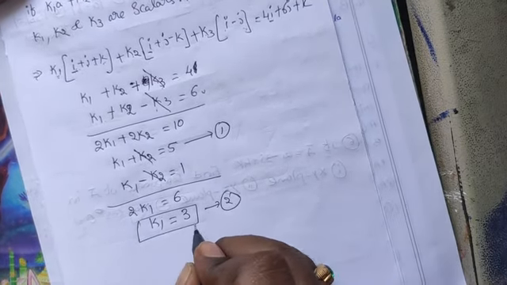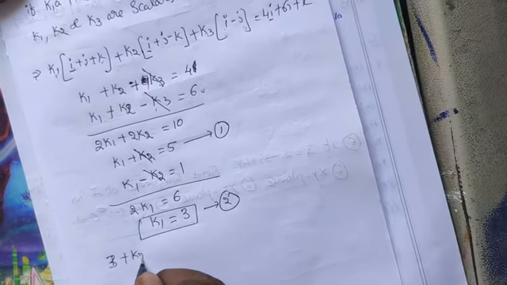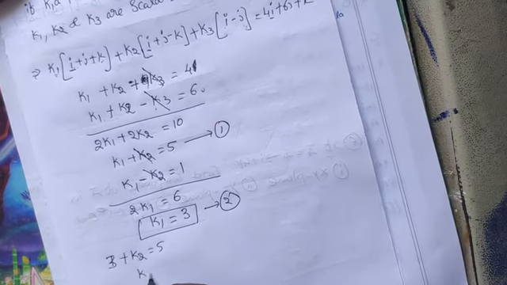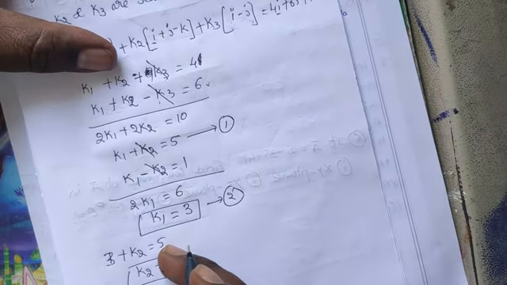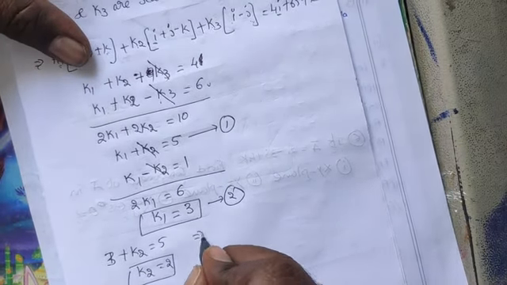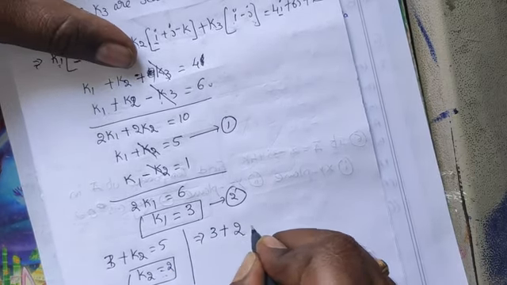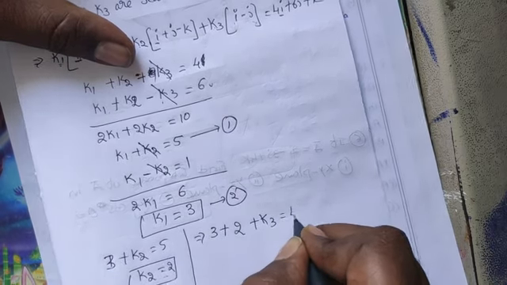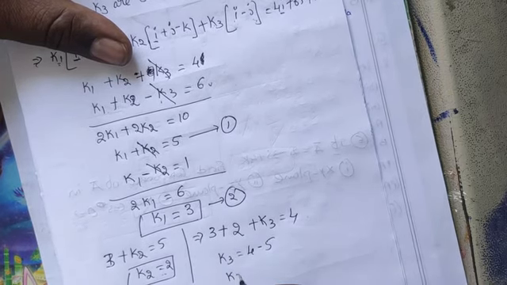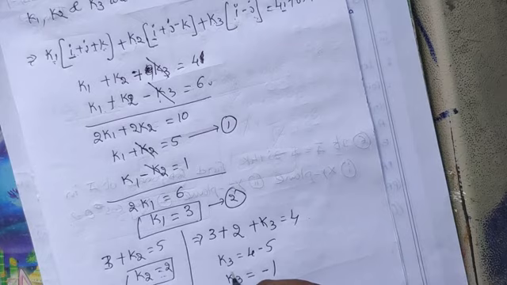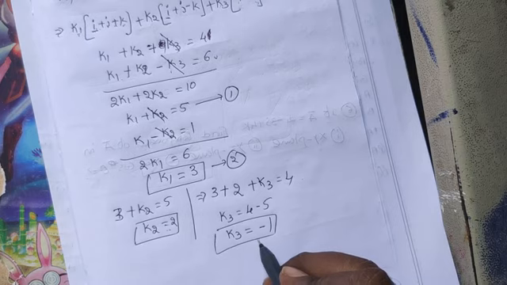So now substitute this k1 value in equation 1, that is 3 plus k2 equal to 5. If I shift this side, k2 equal to 2. Now substitute this k1 and k2 in this equation, that is k1 is 3, and k2 is 2 plus k3 equal to 4. So I am shifting this side, what we get, k3 equal to 4 minus 5, that is k3 equal to minus 1. So like this we can find out the k1, k2, k3 values.